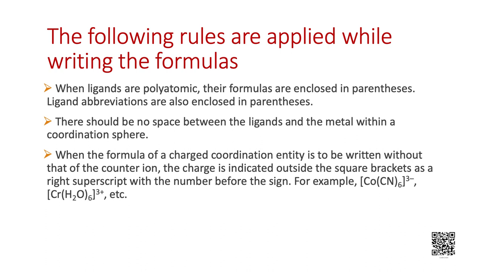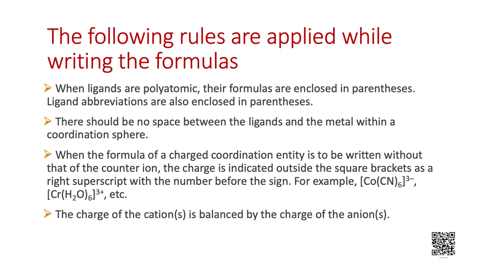When the formula of a charged coordination entity is to be written without that of the counter ion, the charge is indicated outside the square brackets as a right superscript with the number before the sign. For example, in the given complex, the charge is indicated as 3 minus above on the right hand side of the square bracket, while in the other one, it is indicated as 3 plus on the right hand side of the square bracket. The charge of the cation is balanced by the charge of the anions.